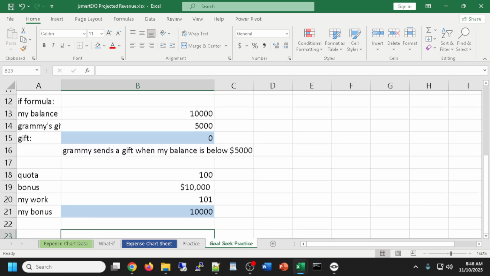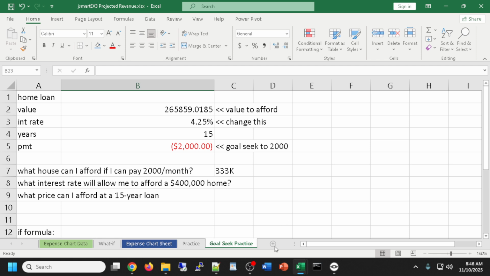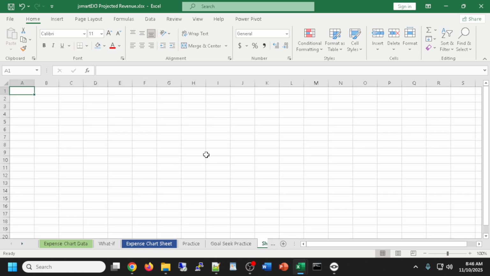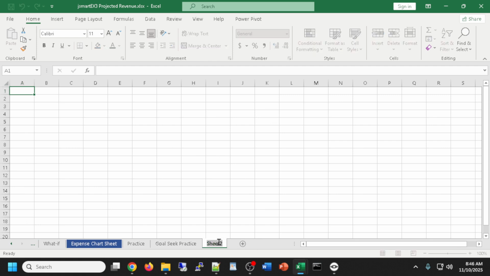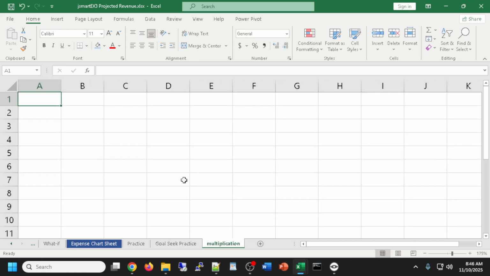All right, now let's do one more practice sheet. Let's have another practice sheet. We're going to call it our multiplication table. Let's call this multiplication. If I were on the Beverly Hillbillies, we would call this ciphering. Going to do our ciphering. So let's put X for our multiplication table.